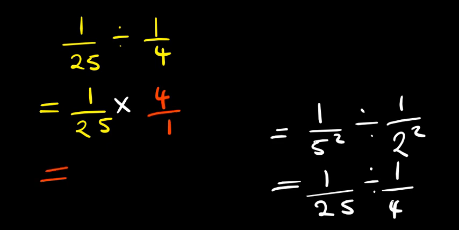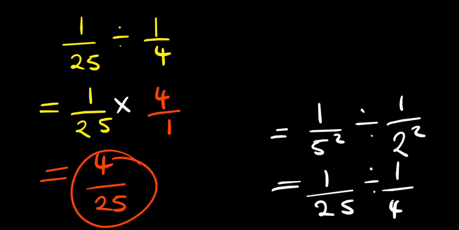Then I just have to solve. 1 multiplied by a 4, that gives me a 4. 25 multiplied by a 1 on the other side, that gives me a 25. If there's no number that can divide into both numbers, then you leave it just here. That will be your final answer. Okay, so that's how we solve this one.